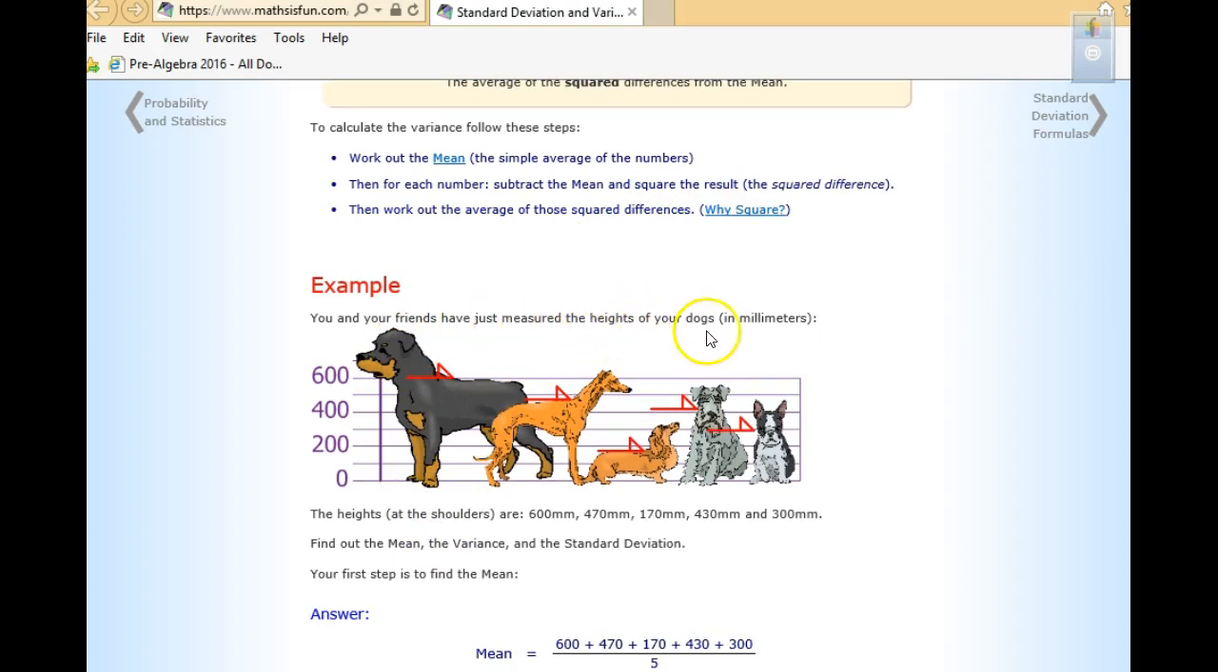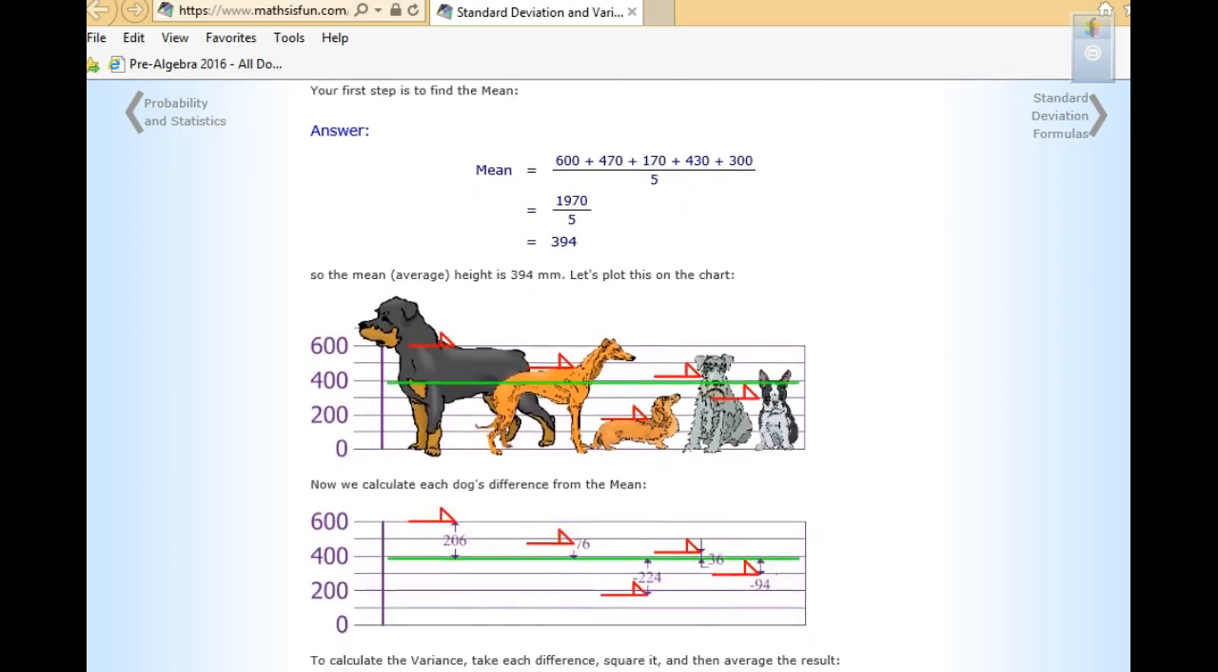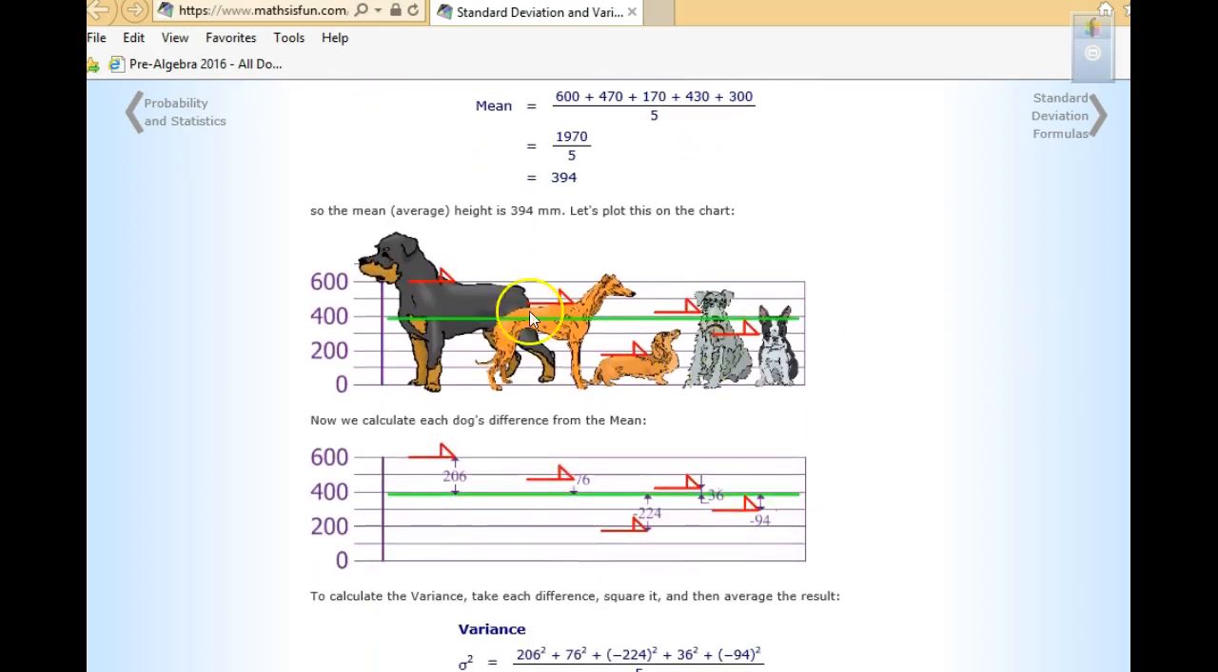You and your friends measure the heights of dogs in millimeters. So you go to the dog park and you just decide, hey, I'm going to measure all these dogs. You got 600 millimeters, 470, 170. You find the mean. To find the mean, we add their heights and divide by 5, because we had 5 dogs. We find that the average, or the mean, is 394, in this case, millimeters.